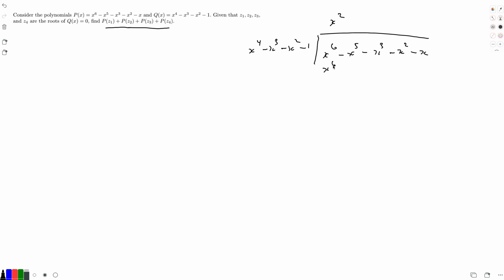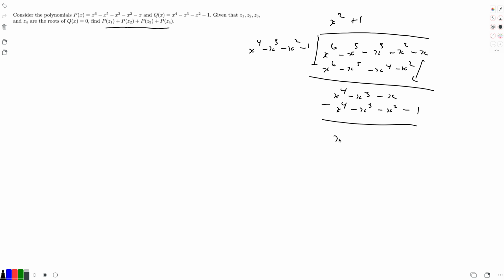This gives us x to the sixth minus x to the fifth minus x to the fourth minus x squared. Subtracting this gives us x to the fourth minus x cubed, and then we need to bring down the negative x. Let me just make sure I did that correct. Minus x squared. Okay, it looks good. And then now what we need to do is add 1, right? Adding 1 gives us x to the fourth minus x cubed minus x squared minus 1. Subtracting off gives us x squared minus x plus 1.